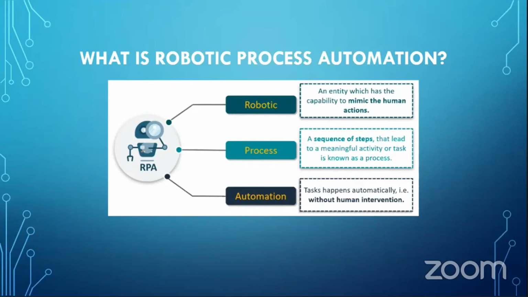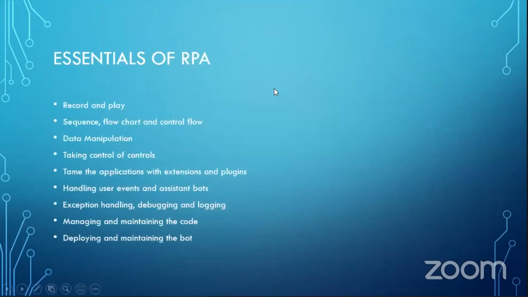And now let's see what are the requirements or essentials, or what is the kind of syllabus which is covered when you work on the essentials of RPA. Number one, you can work with recording and playing of your Windows desktop, let's say your browser, your daily routine websites, like that. You can record the entire task which you do on your screen on your laptop. You can have a proper sequence and a flow chart, and also you can control the entire flow chart by having some controls over there. You can even go for data manipulation. You can even take control of the controls while accessing this device. You can tame the application or mimic the application with the extensions which are available in UiPath. You can handle the events on a daily basis, and you can have the assistant bots like robots.